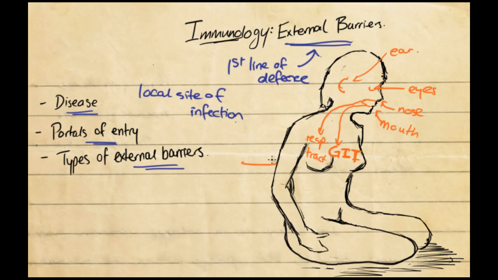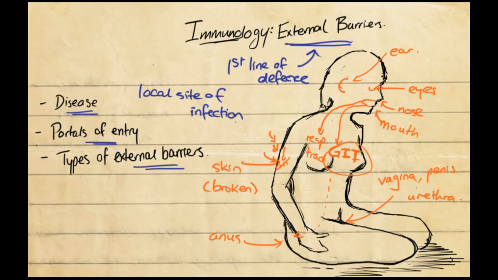Now the skin is also another portal of entry, especially when it's broken. For example, if you get a cut, pathogens are able to get into this broken skin and infect the body. Other portals of entry include the anus, which is also part of the gastrointestinal tract, and the urogenital tract. So there's the vagina in females, the penis in males, and there's also the urethra.